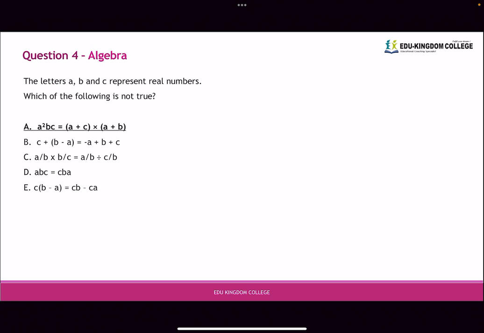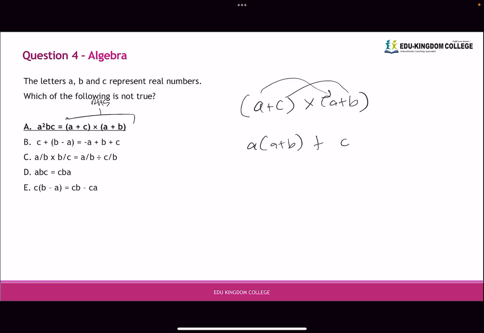Question 4 is an algebra question. This was just trial and error, really. Luckily, it was A, so you should have figured out it was A straight away, basically. There wasn't really many other ways to do this. But basically, if you had expanded out this right-hand side here, okay, RHS stands for right-hand side, A plus C times A plus B, okay, is the same as, if we separate this, A times A plus B plus C times A plus B. Okay, and that's going to give you A squared plus AB plus AC plus BC, which is not A squared BC.